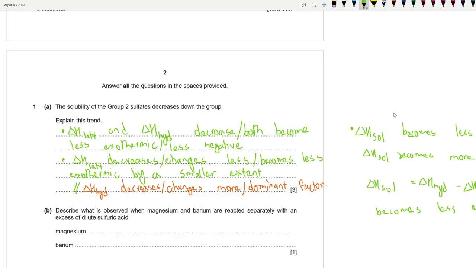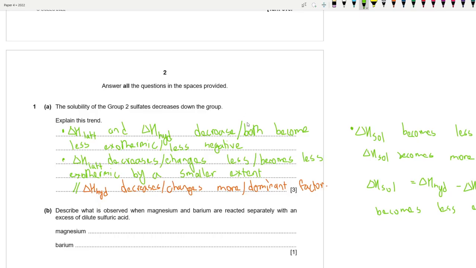Now if you were talking about hydroxides, the answer would be the same. In what sense? The first line would be the same, then the second line would just be inverted, and the third line would be del H salt becomes more exothermic. Get it?